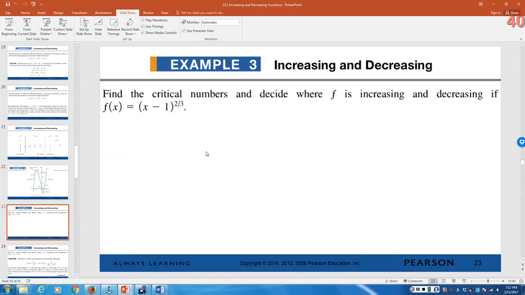So let's look at another one. You're going to find the critical numbers, decide where the function's increasing and decreasing, if f of x is equal to (x minus 1) to the 2/3. Now, I don't see any factoring that I know how to do here. Okay?